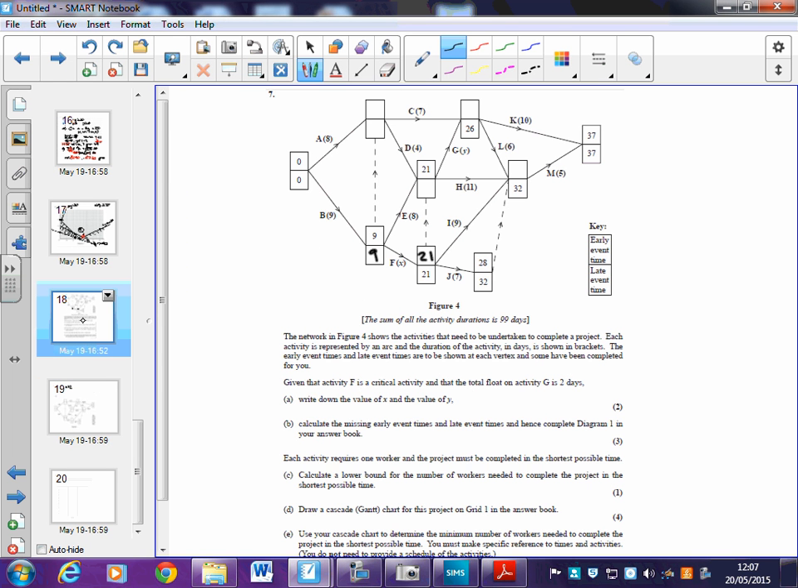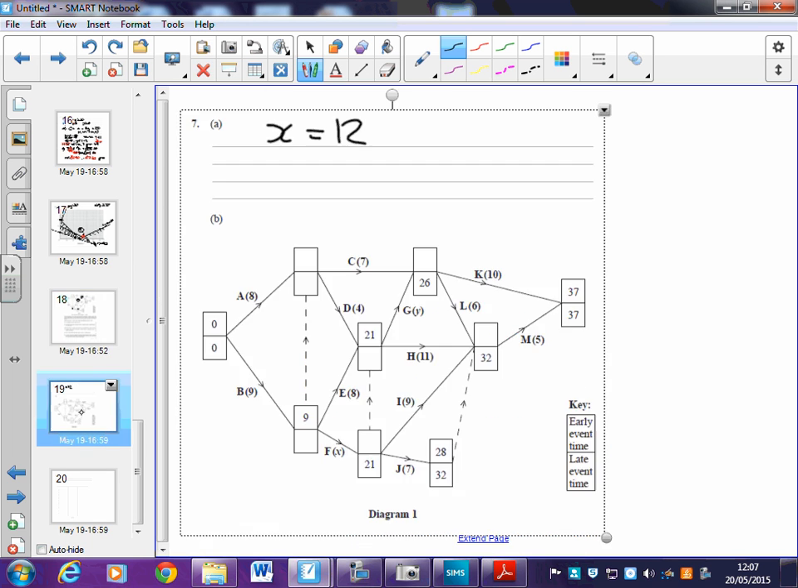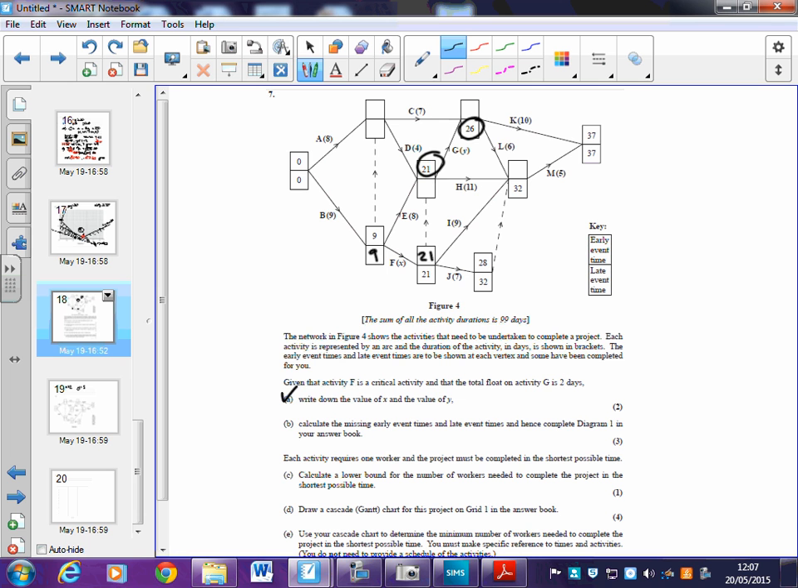The second bit of information it gives me is that the total float on G is 2. So if we go on to this bit here, it's got a float of 2, so it could start at 21, finish at 26, which is a gap of 5. It's got a float of 2, so that means the length of it must be 3, otherwise that wouldn't work. So then Y is equal to 3 there. Okay, part A done. Tick.